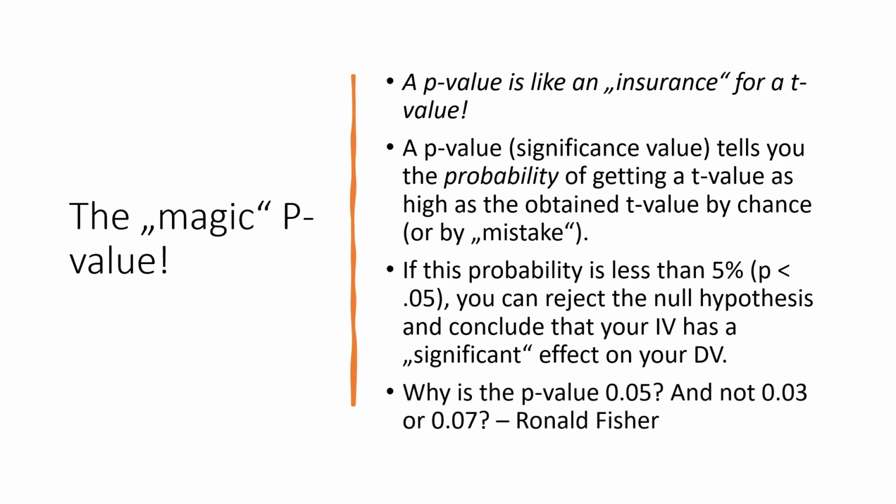By the way, have you ever wondered why is p-value 0.05 and not 0.03 or 0.07? Well, the answer is as simple and as stupid as this. Because once upon a time, there was a guy called Ronald Fisher who said it should be 0.05, but not more or less.